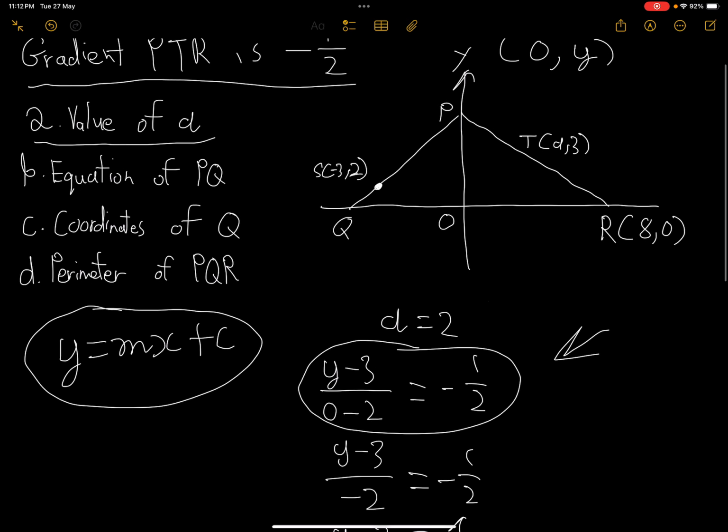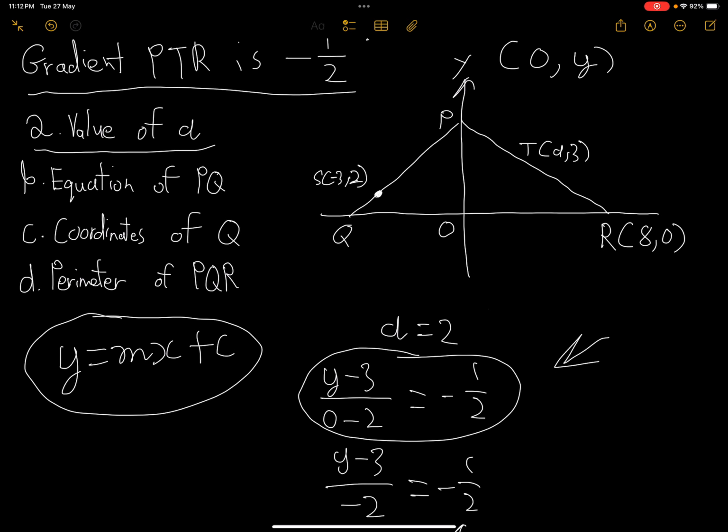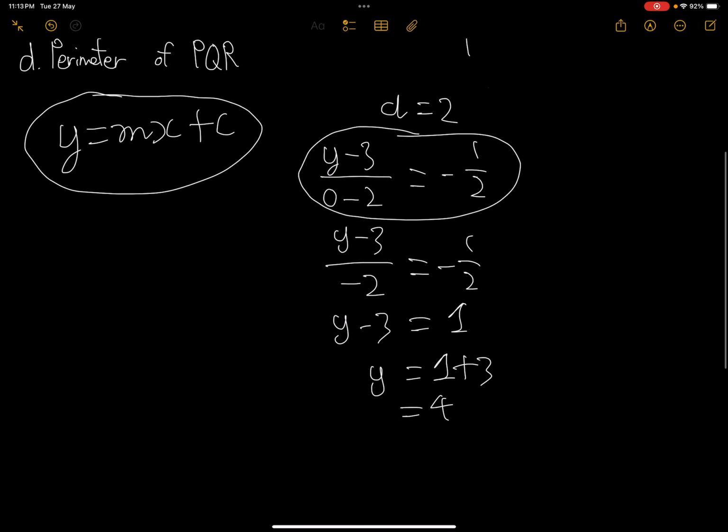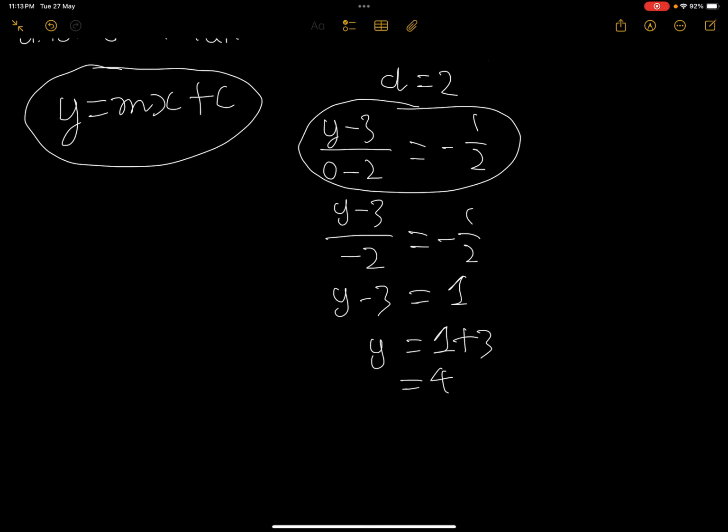y minus 3, the y from the P coordinate's y value, as we don't know that yet, and 3 from the T coordinate, as we're using the T coordinate to substitute into the equation. So y minus 3 over 0, which is the x value of P, minus 2, as we know from the previous question's answer, a equals 2. And then we plug in negative 1 over 2 because we know that the gradient of PTR is negative 1 over 2. So 0 minus 2 is negative 2. So y minus 3, which we don't know yet, over negative 2 equals negative 1 over 2.